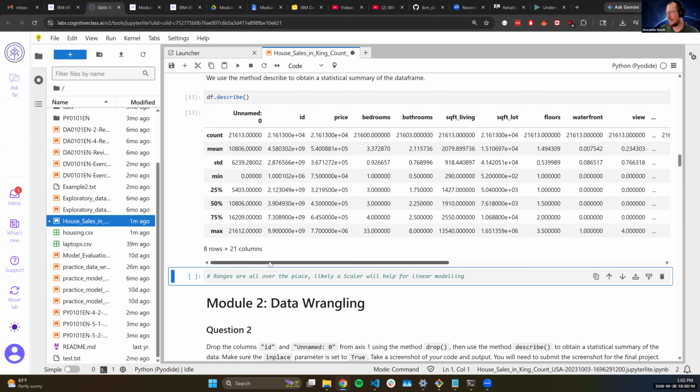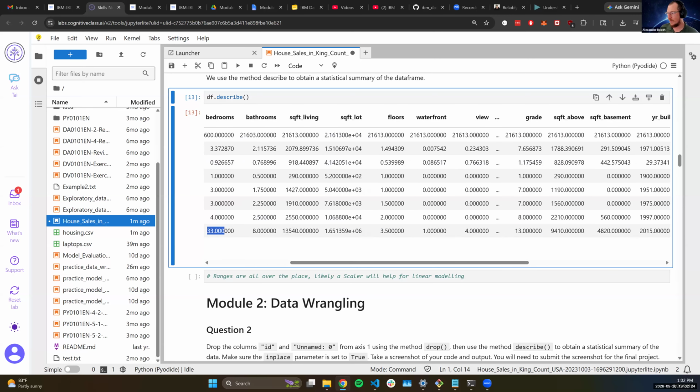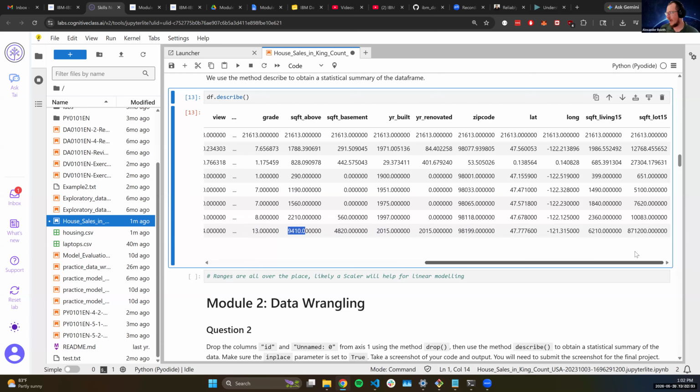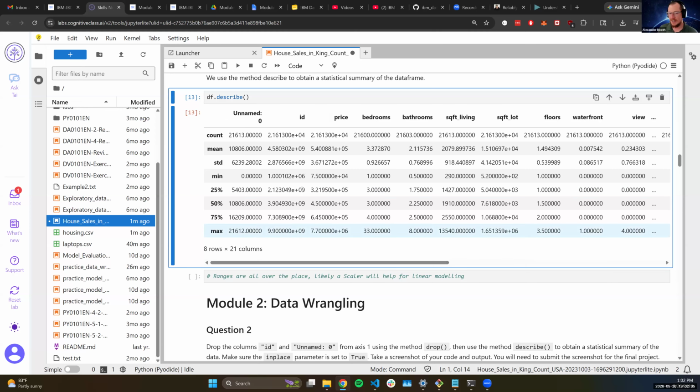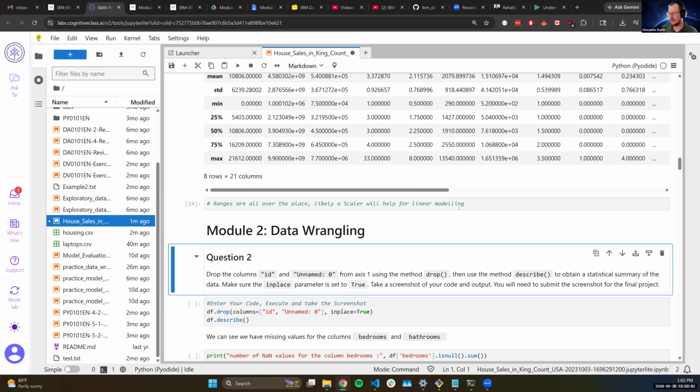Looking at our ranges, this is worth just a quick glance. Notice that we have some crazy stuff, like one of the houses has 33 bedrooms. But either way, if we start looking at our ranges, we go from 0 to 1, 0 to 5, but then we have some crazy stuff in square footage where we have a max range of 13,000, 4,000, 9,000. So I would say that normalization is probably going to be good here. We should normalize our numeric features into a standard range. So scaling will likely help for linear modeling is my conclusion.